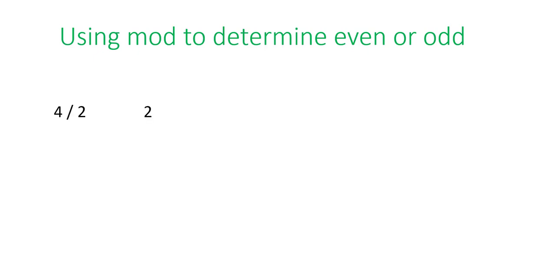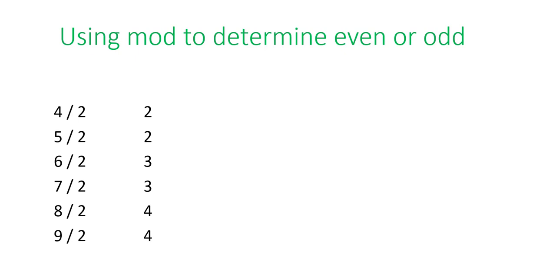Let's say I take 4 divided by 2. Now, 4 is an even number, and we know that when we divide by 2, it goes in 2 times. Let's take 5 divided by 2. It also just goes in 2 times. No difference between an odd and an even here. Let's keep going. Let's take 6 divided by 2. Well, that's a 3. How about 7 divided by 2? Still a 3. 8 divided by 2? A 4. 9 divided by 2? A 4. So although we see a pattern, we don't have any way to distinguish an odd from an even.